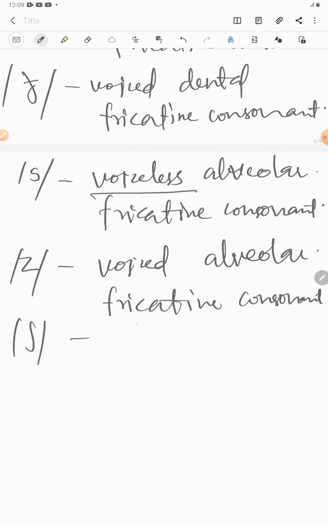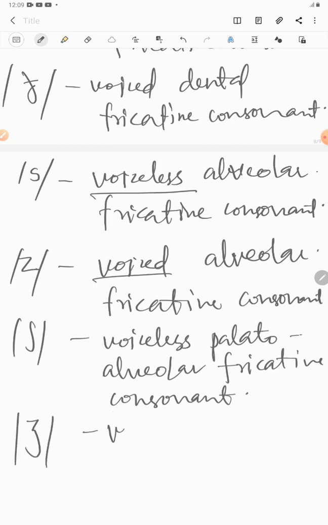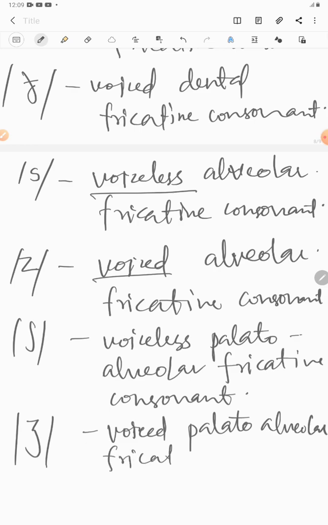Sh is a voiceless palato-alveolar fricative consonant. And then zh is a voiced palato-alveolar fricative consonant.